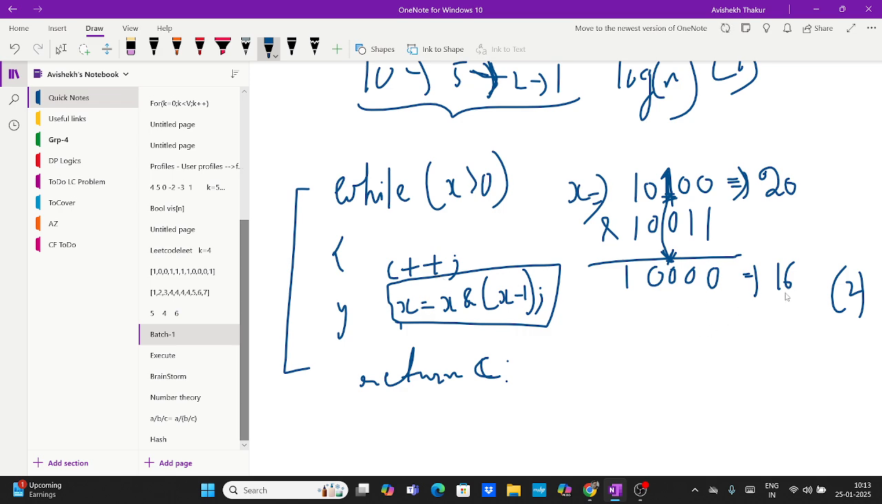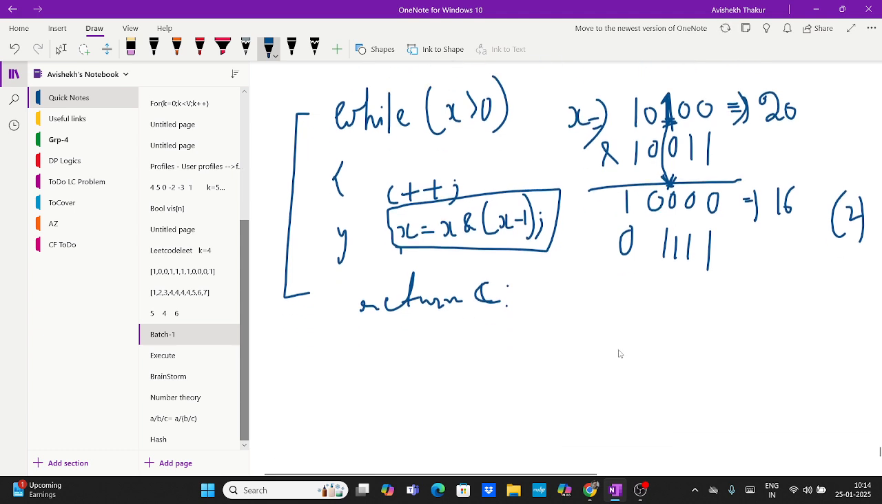Now we have 16 minus 1, how much is that? 15. Correct. Exactly. If we do AND, can I say this bit will be removed now? Yes. Zeros. So this number is 0. Now is 0 greater than 0? No. So you are done.